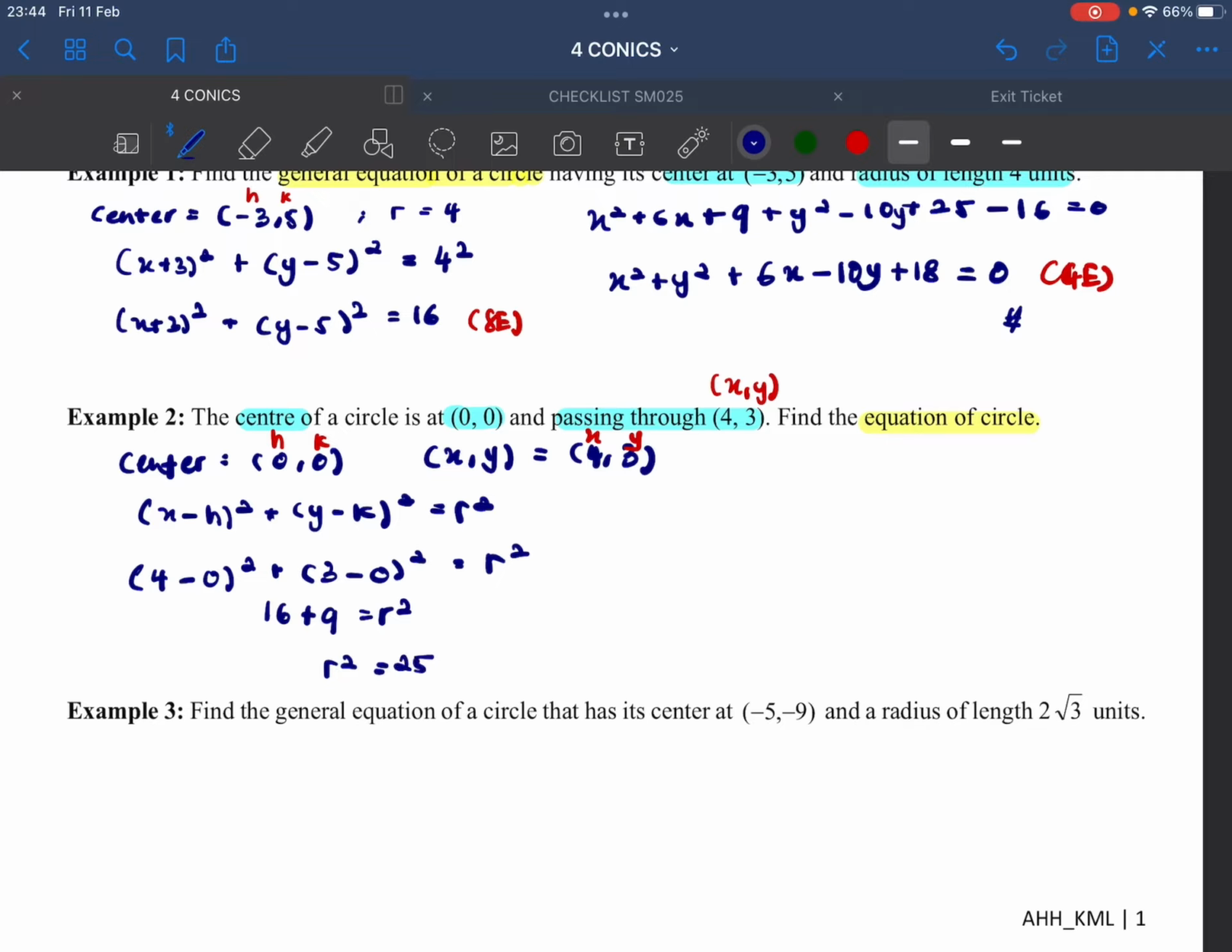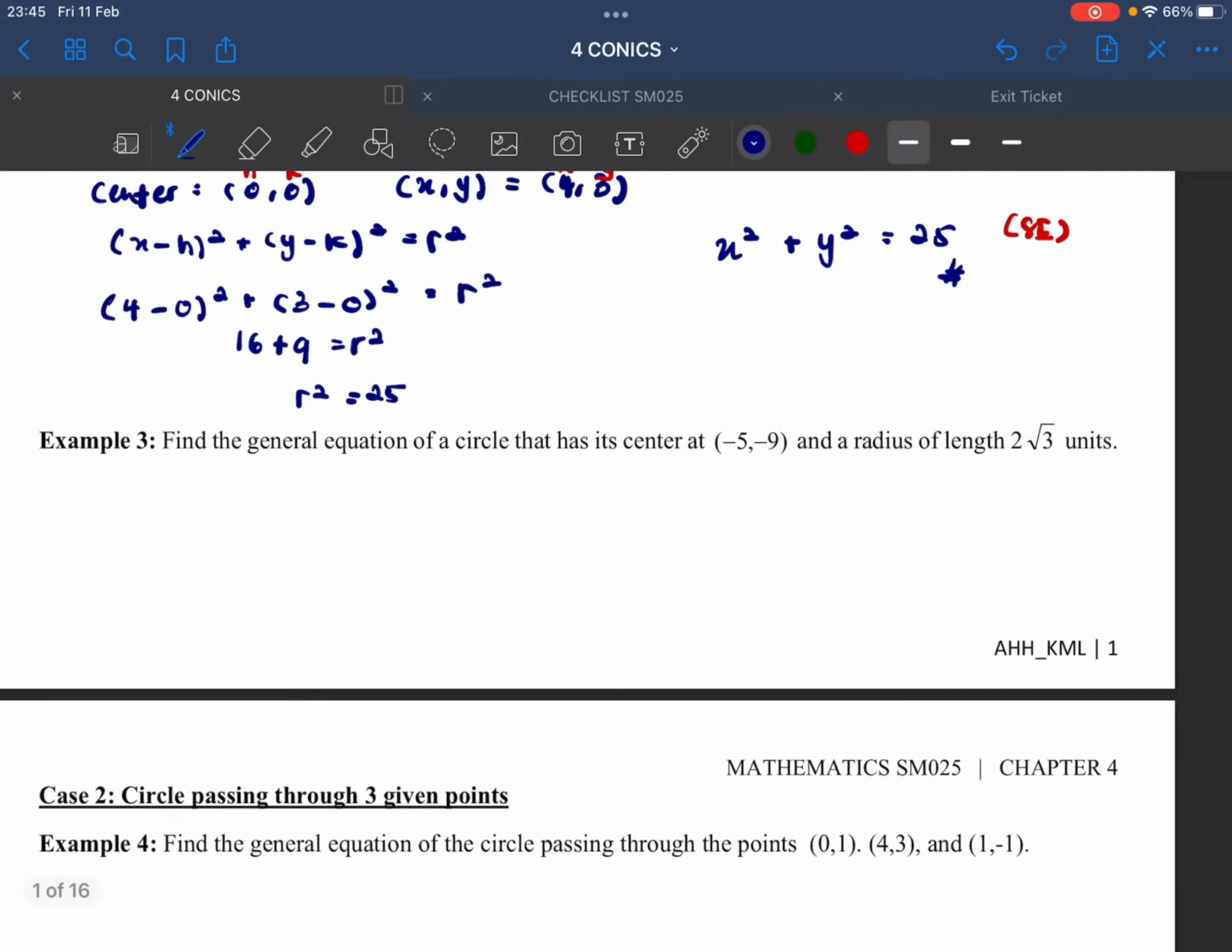Okay, so the question doesn't say general or standard equation, so you can just give either one. Let's just go straight with the standard equation. So we have x minus 0 squared, that means x squared, plus y minus 0 squared, y squared, equals r squared, which is 25. This is the standard equation. Okay, so when the question doesn't give you the radius and the center straight away, you have to find the radius first.